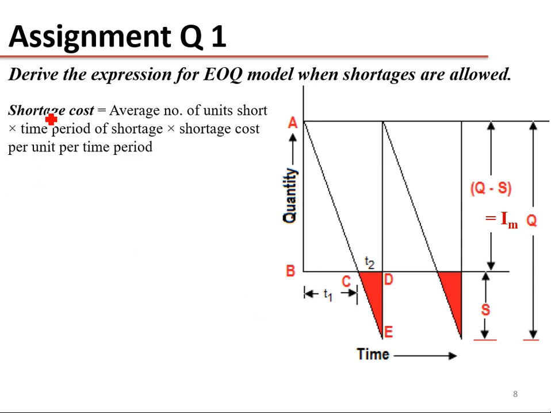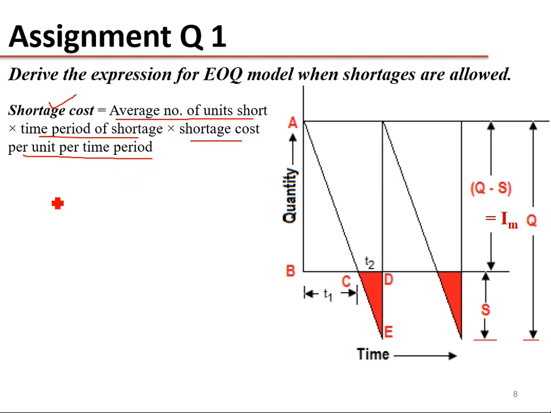Next we are going to see the shortage cost. Shortage cost is basically, again, the average number of units short into the time period of the shortage, into the shortage cost per unit per time period over there.